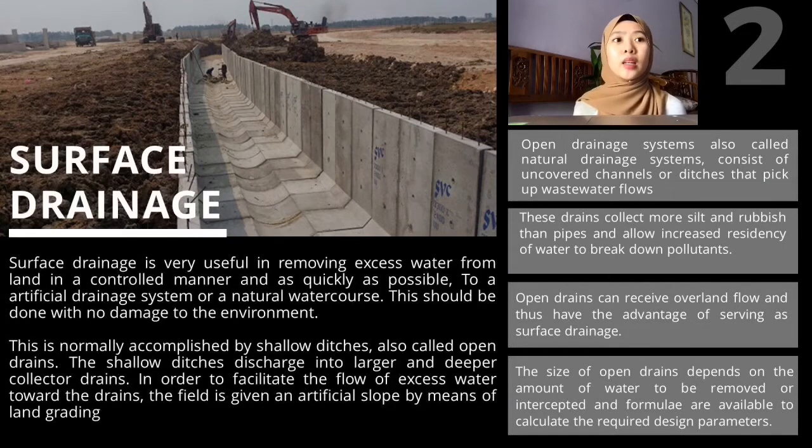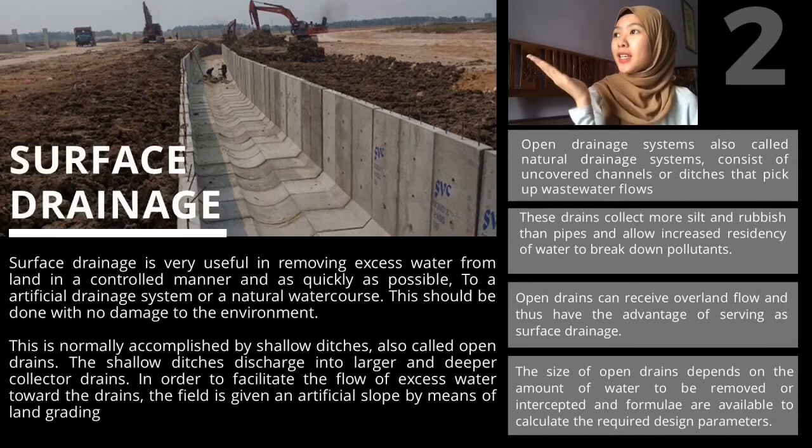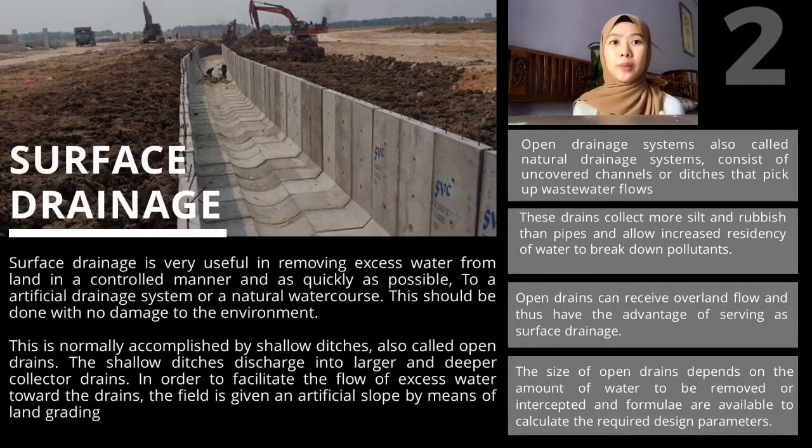These drains collect more silt and rubbish than pipes and allow increased residency of water to break down pollutants. Open drains can receive overland flow and thus have the advantage of serving as surface drainage. The size of open drains depends on the amount of water to be removed, and formulas are available to calculate design parameters. As you can see here, this is an L shape. It allows for quick and easy installation in an open channel drain.